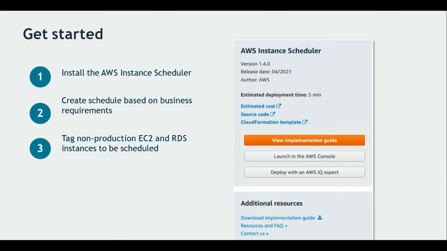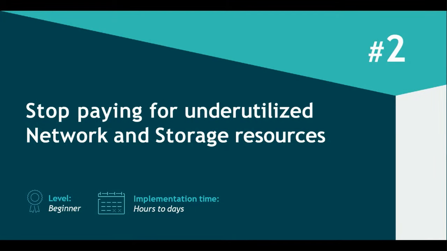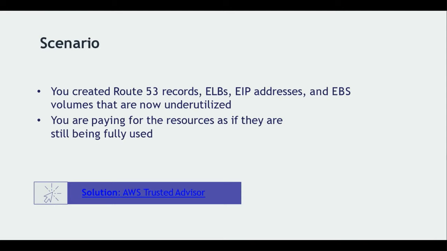Now the second scenario is to stop paying for underutilized network and storage resources. You have created Route 53 records, Elastic Load Balancers, Elastic IP addresses, and EBS volumes, and you are paying for the resources as if they are still being fully used. Let me give you an example.